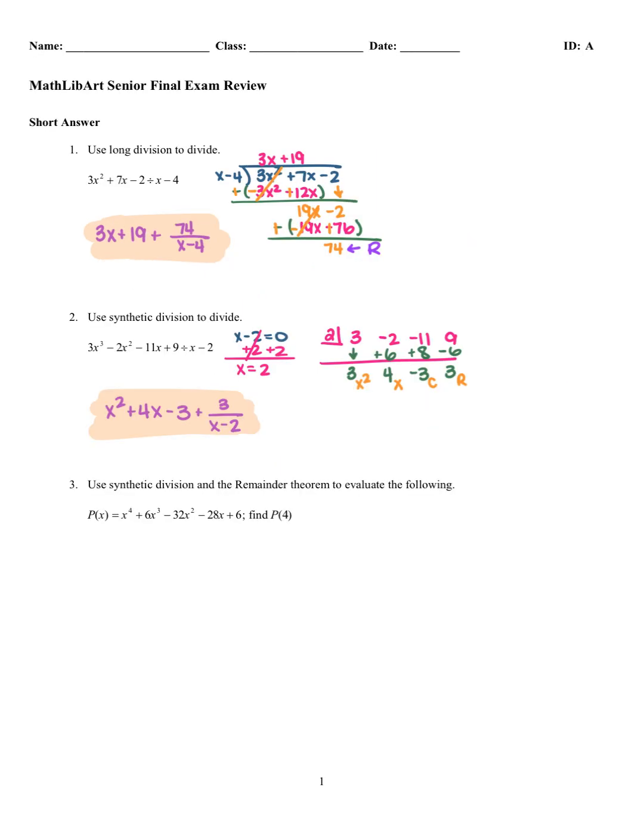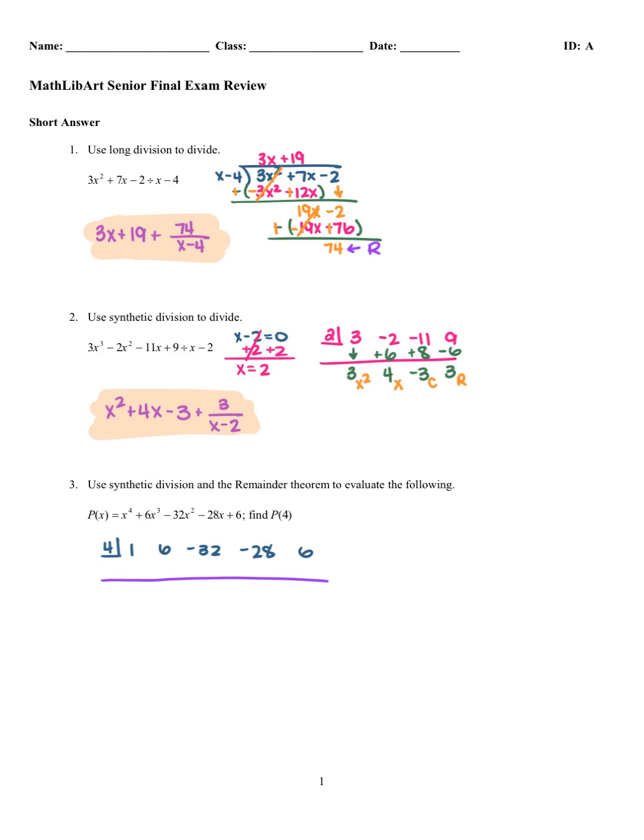For number 3, you're using synthetic division and the remainder theorem to evaluate the following. You have p of x is equal to x to the 4th power plus 6x cubed minus 32x squared minus 28x plus 6, and it tells you to find p of 4. So remember, that p of 4 means you're putting the 4 on the outside of your synthetic division. On the inside goes your coefficients of 1, 6, negative 32, negative 28, and 6. You're going to use your synthetic division to find your remainder.